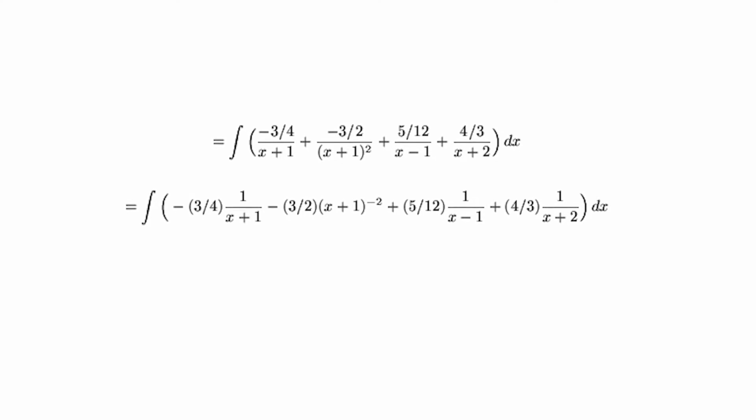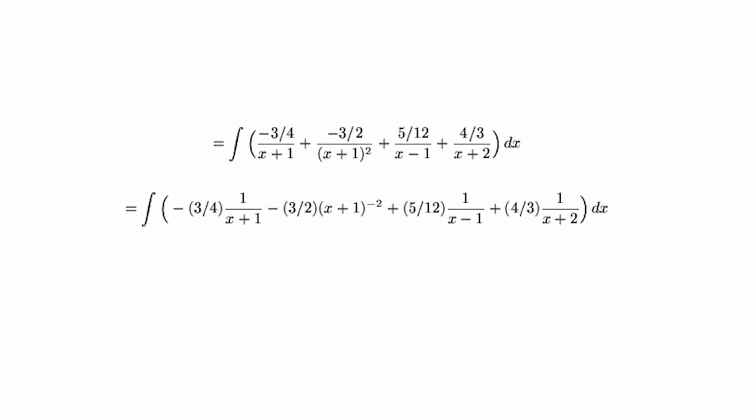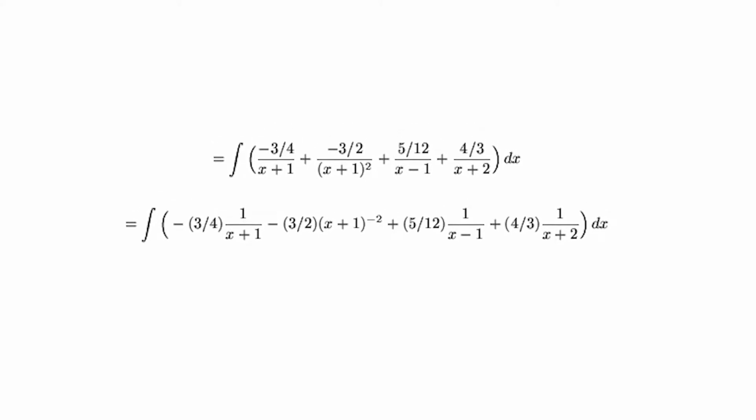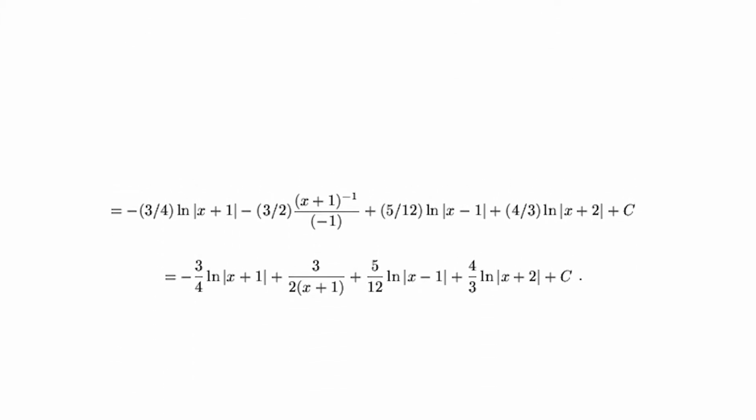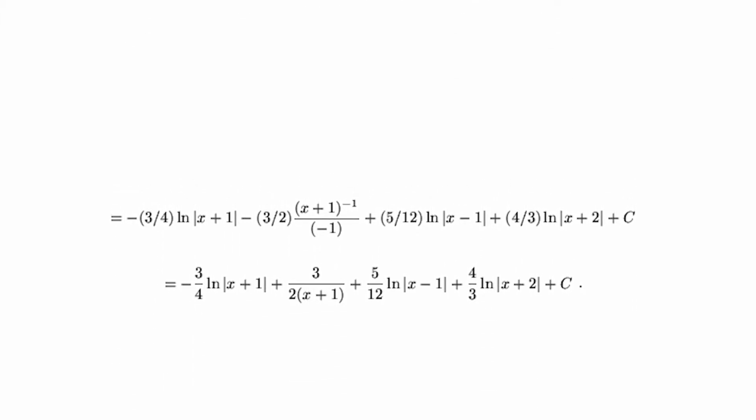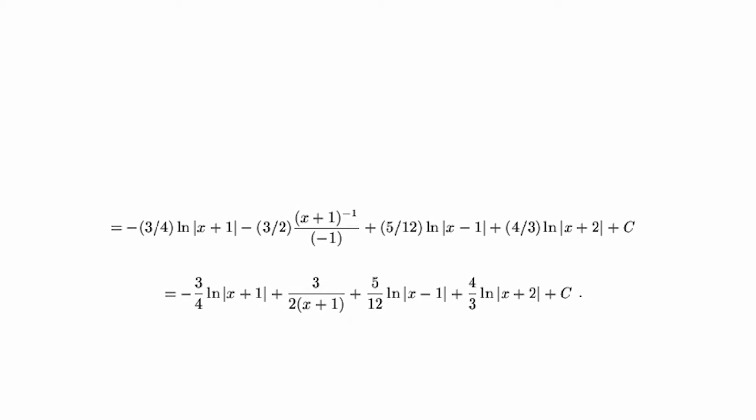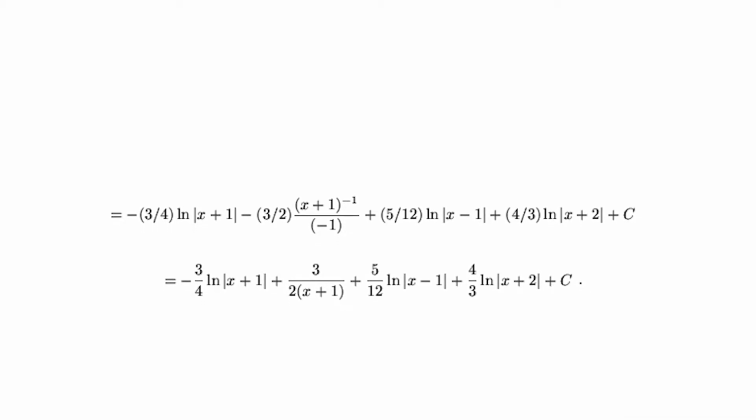Now that we have the values for our numerators, we can proceed with the integration. We have used the integration of logarithms and the general power formula to arrive at this function. By simplifying this, we have the answer as negative 3/4 ln|x plus 1| plus 3/2 over (x plus 1) plus 5/12 ln|x minus 1| plus 4/3 ln|x plus 2| plus C.